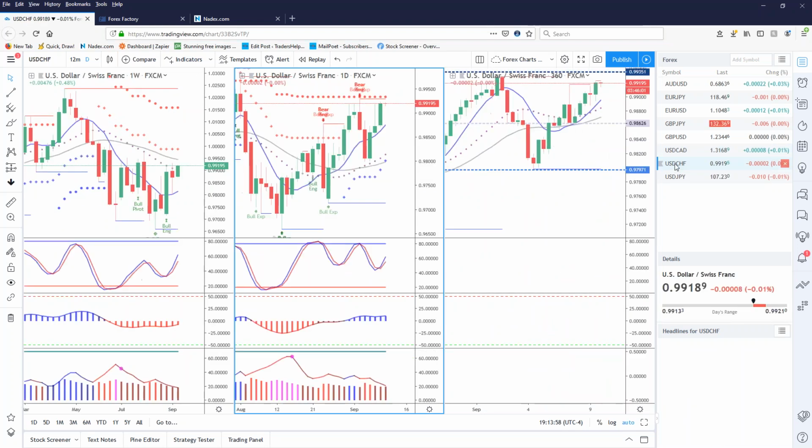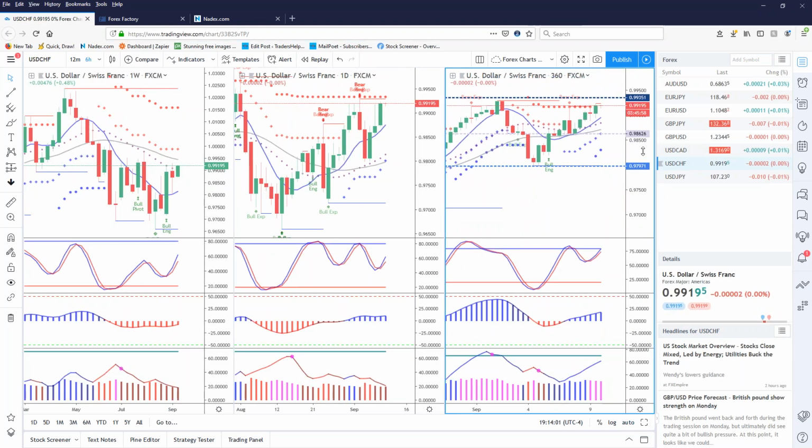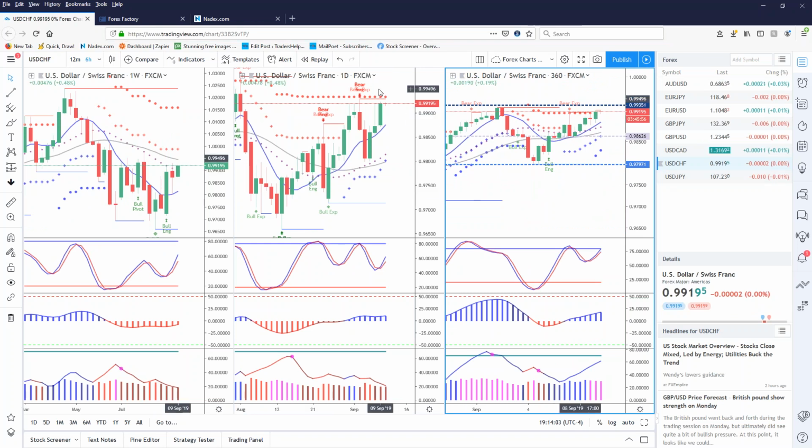Let's go look at the USD Swiss franc. And the USD Swiss franc, you can see that it's coming back to test this red dot again. And if this red dot holds over on the daily chart, we could actually see another test of the ATR at 98.02.